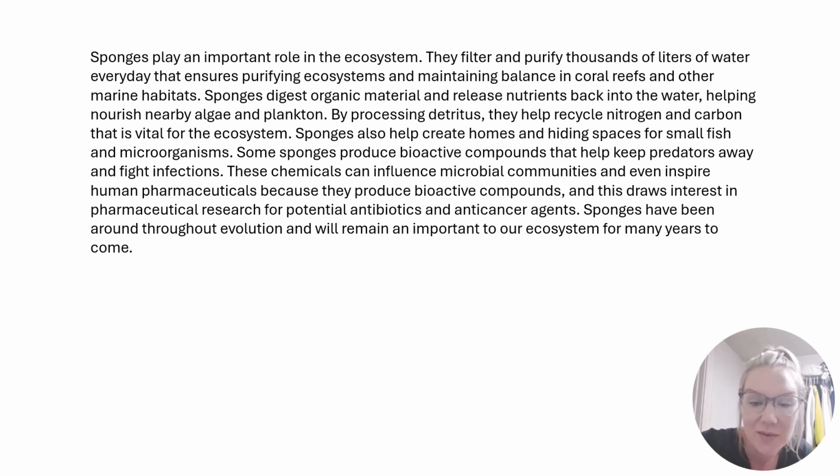Sponges also help create homes and hiding spaces for small fish and microorganisms. Some sponges produce bioactive compounds that help keep the predators away, and it's even helpful for human pharmaceuticals because this bioactive compound draws in the pharmaceutical research for potential antibiotics and anti-cancer agents, so potentially leading to a cure later. Sponges have been around throughout evolution, and they will remain an important part of our ecosystem for many, many more years to come.